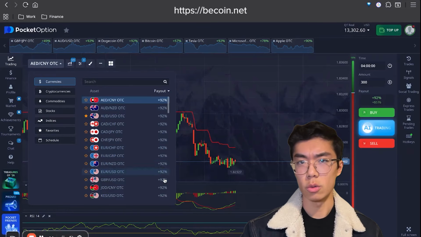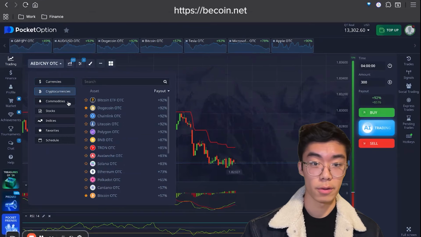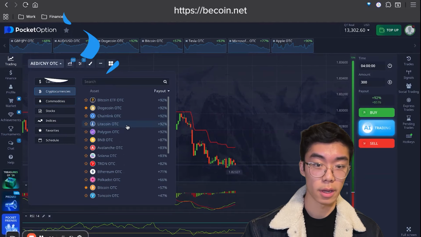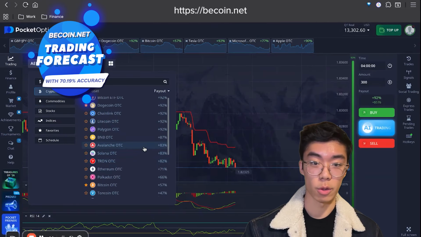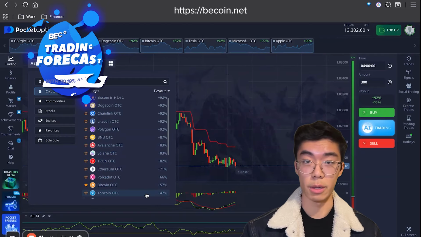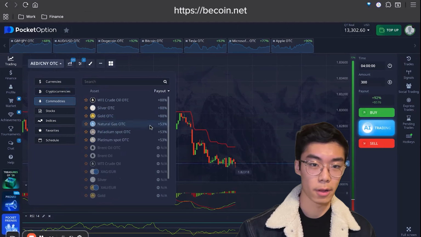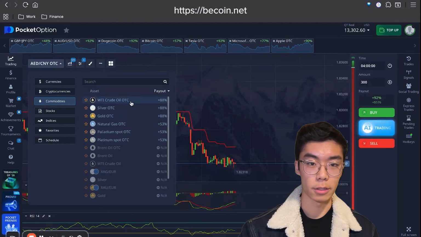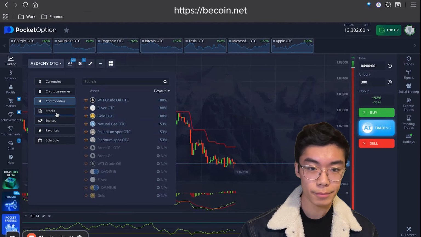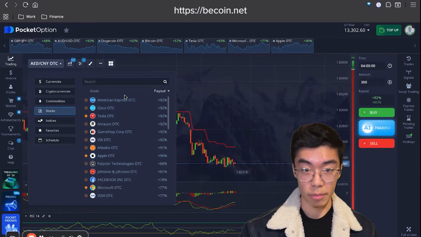So why would you go below 85? I don't know. So don't go below 85 on cryptocurrencies. There's plenty below 85. So I wouldn't go Avalanche, or especially not Toncoin. 47% payout is way too low. Commodities, their payouts are not too bad, especially these top three ones. Stocks, there's plenty with 90% and above.